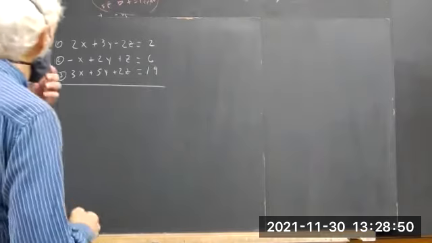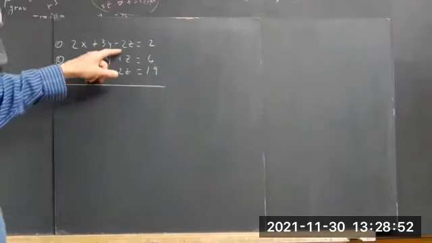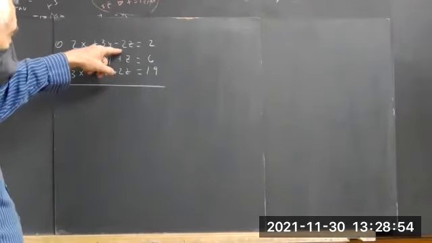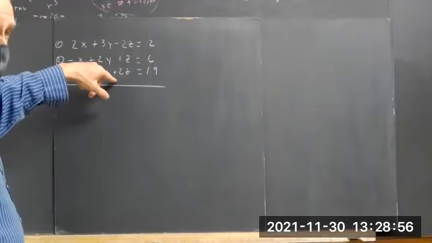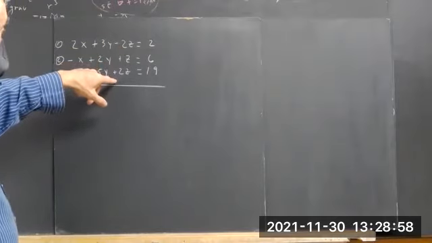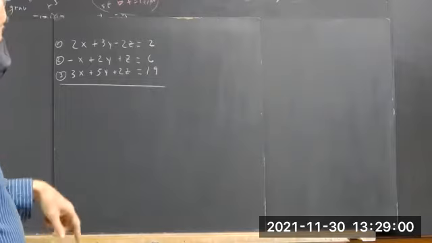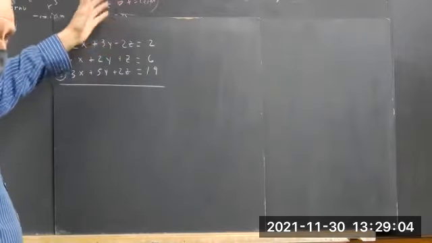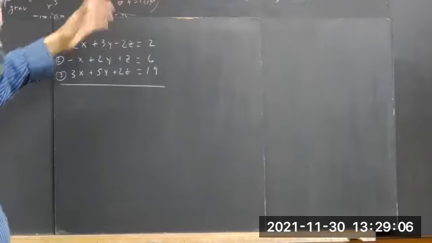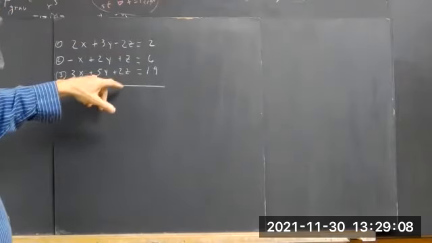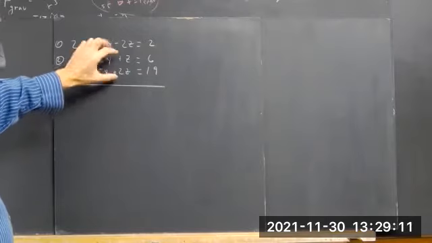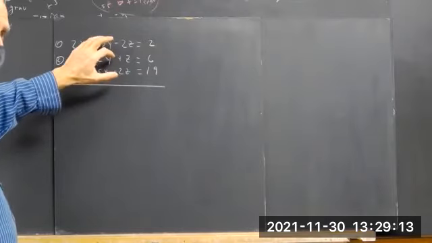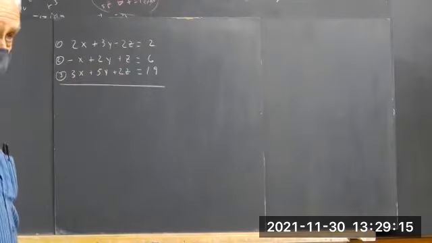I'm going to choose to eliminate z, because I've just got 1s and 2s in front of z. So if I double this equation, I'll have a 2z and a negative 2z. The z will go away, right? Or if I multiply this equation by negative 2 and match it up with this one, again, I'll get a negative 2z and a 2z.